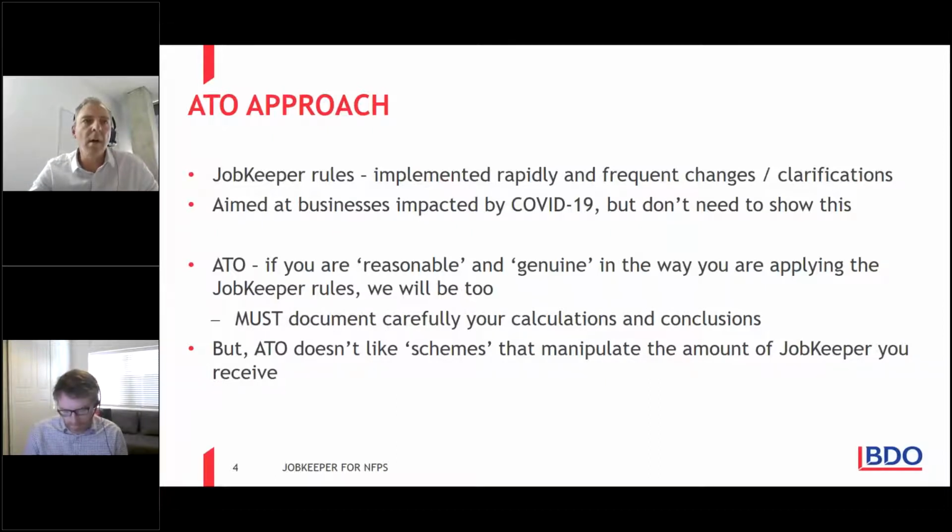The one thing the tax office doesn't like is schemes that manipulate the amount of JobKeeper you receive. So on the weekend, they published some guidance, and in that guidance, it was talking about the types of schemes they don't like, and that includes manipulating the timing of when you might invoice for something or receive payment for something. So if you're doing something that makes your month of April, for example, look particularly bad, and then things start picking up, and the only reason April was bad was because you manipulated when you invoiced for something, they don't like that. So it's all got to be, as I say, reasonable and genuine.